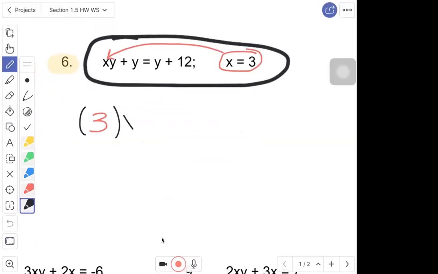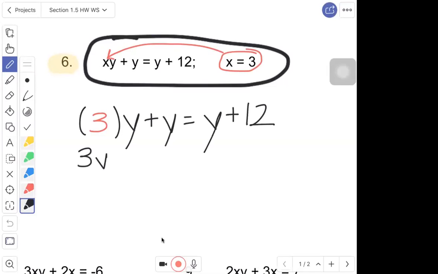Then we are just going to copy down the rest. So we have that multiplied by y plus y equals y plus 12. And now they want us to solve for y. So the first term here we have is 3 times y, so we can just write that as 3y. And then we have plus y equaling y plus 12.